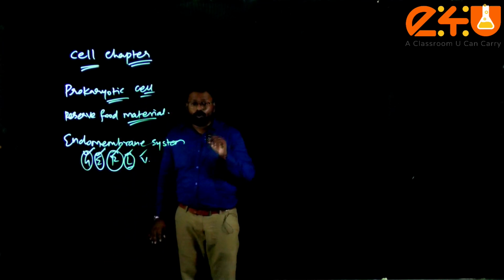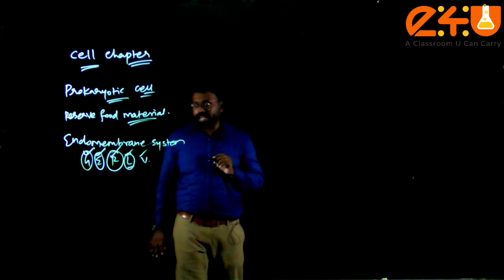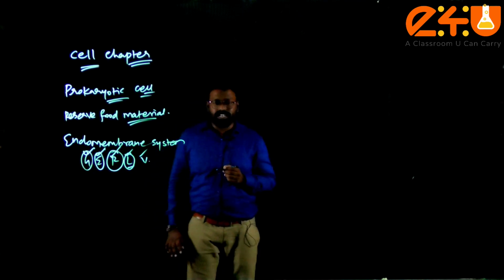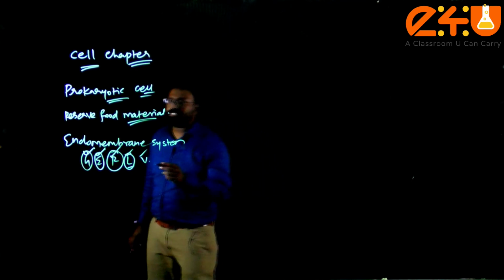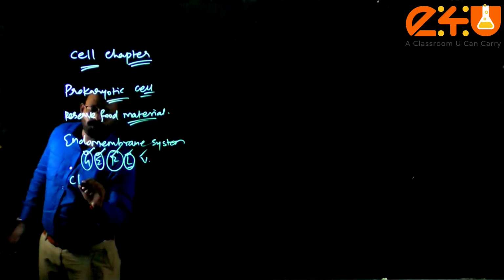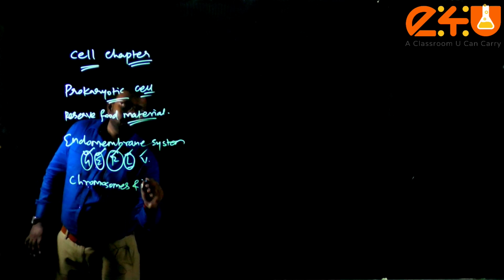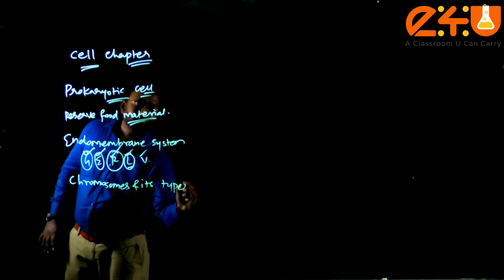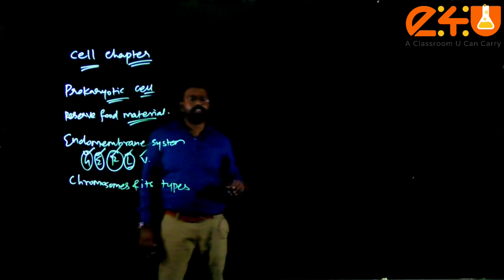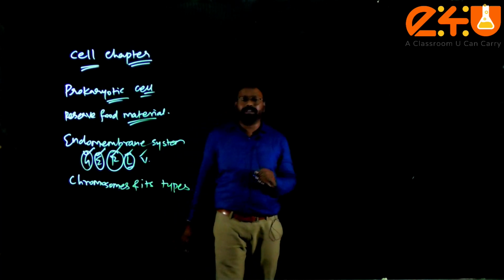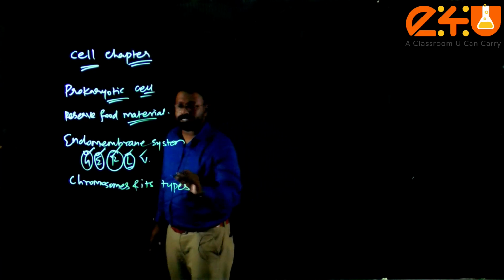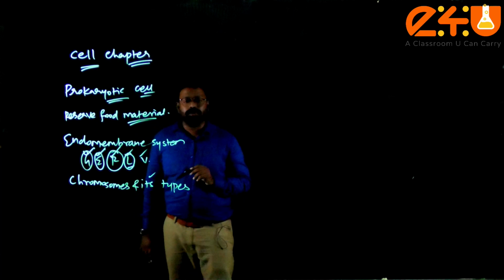You try to have a hold on these four areas that make a huge impact in your preparation in case of cell chapter. After this endomembrane system, chromosome and its types, that is also much needed one. Based on the position of centromere, how we can classify the chromosome like acrocentric, telocentric, metacentric and submetacentric, that types. From there MCQ area is expected.